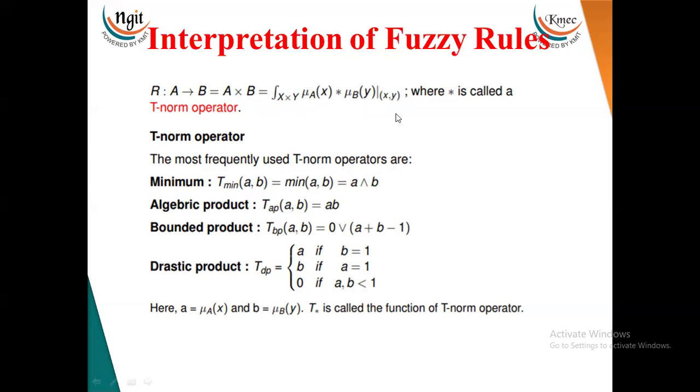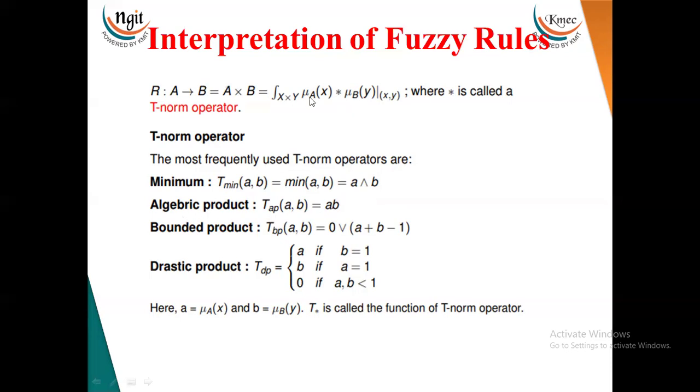So we can use anything. In the previous example, we have used the minimum. The one we have used is T min of A comma B, equal to the minimum of A comma B. The next one is the algebraic product. You can go for exactly this one, the product. So the T-norm operator can be any of these. You can use anything.